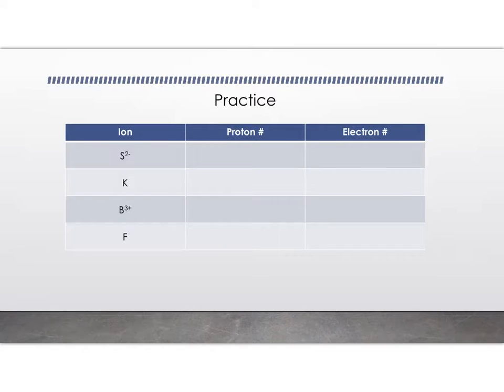Okay, so now you're going to practice identifying the proton number and electron number for these different elements or ions. So sulfur has an atomic number of 16, because that is what is located on the periodic table, and it has a -2 charge. So the overall charge should equal -2. So if protons are positive and electrons are negative, if I were to add only 18 electrons, a +16 plus a -18 will equal an overall -2 charge.